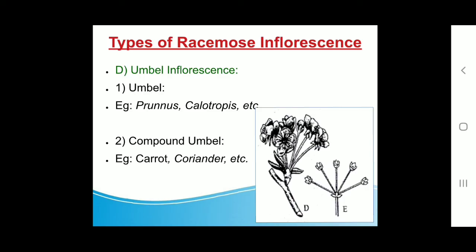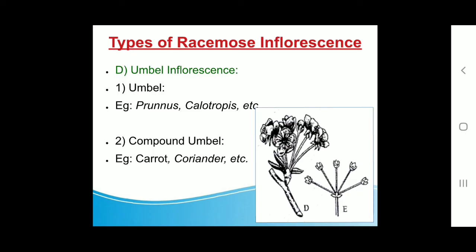That is, flowers open centripetally. The flowers are bracteate. Bracts form a whorl at the base of the flowers called involucre. Examples: Hydrocotyle and Calotropis. These are two examples of the simple umbel. Then the second subtype, that is compound umbel.